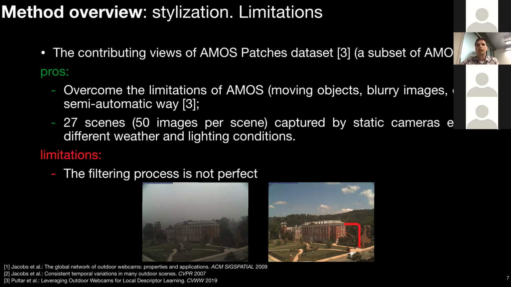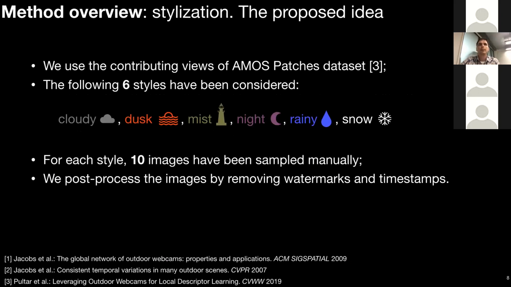Milan is not perfect. As we can see from this example below, these two images representing different weather conditions do not represent a static scene, since we have two objects like a van and a crane in the right image, but we do not have those objects in the left image. So basically in this work we consider six different styles: cloudy weather, dusk, mist, night, rain, and snow.